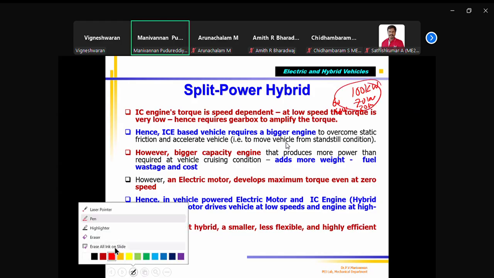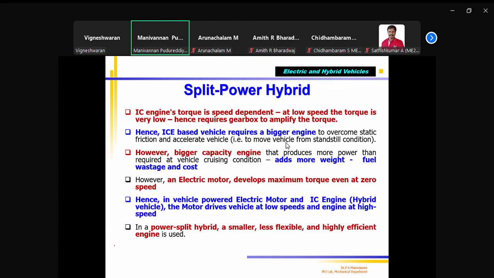But most of the time, both will be working in split power circuit. When you come to the city, at low speed, generally more power will be taken from the electric motor. In split power, a smaller, less flexible, highly efficient engine is used. That's why I said 30% or 25% power will be coming from the engine. Remaining power most of the time comes from the electric motor. That's what most manufacturers do in the split power cycle.